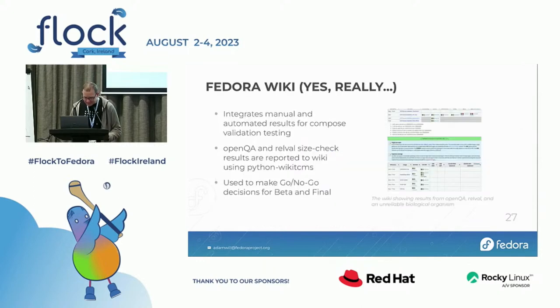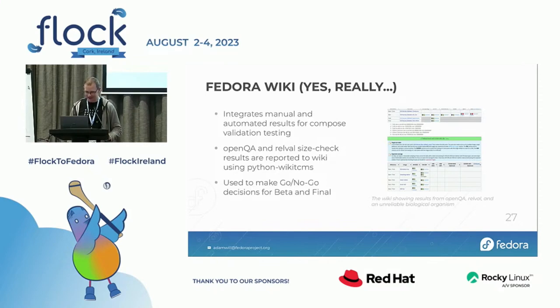And one more integration point, the Fedora wiki. We still have those giant wiki pages full of results. The reason we use it is simply because some of the tests are still manual. So we need a place where all the manual and automated results go together. And when we're doing the meeting that decides whether we release Fedora, we just want to have something we can look at and see all of the results. So sadly, the wiki is still apparently the best way to do that.